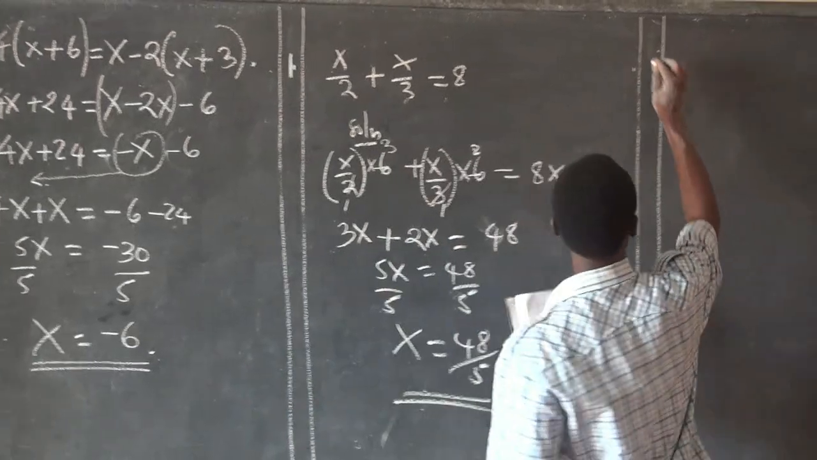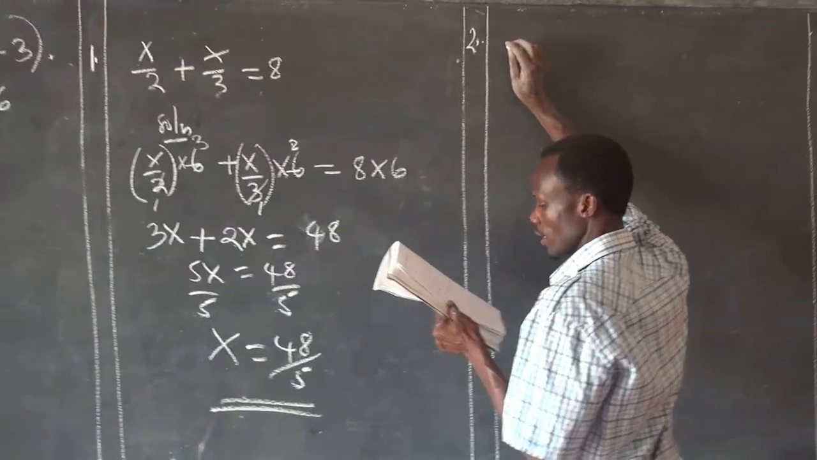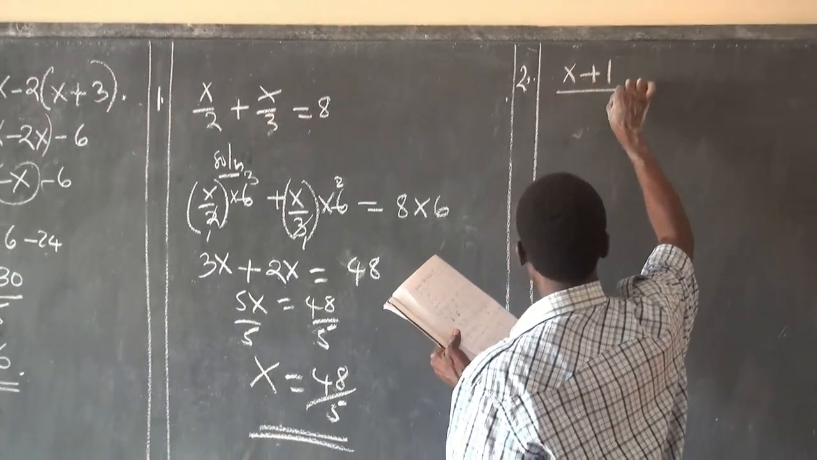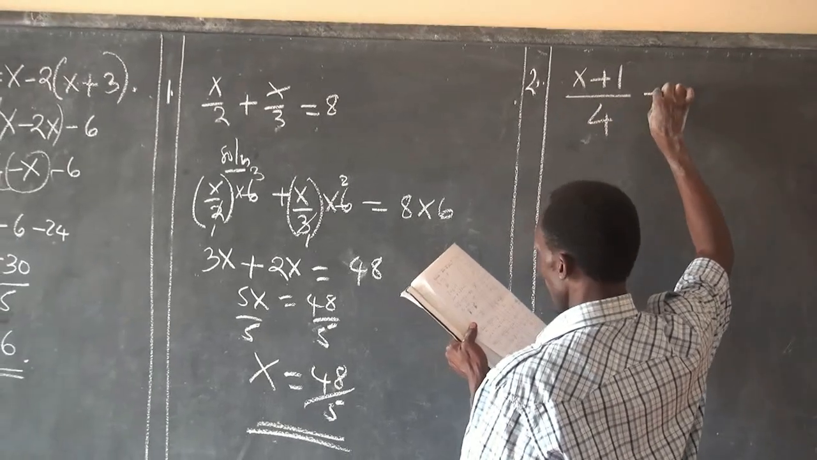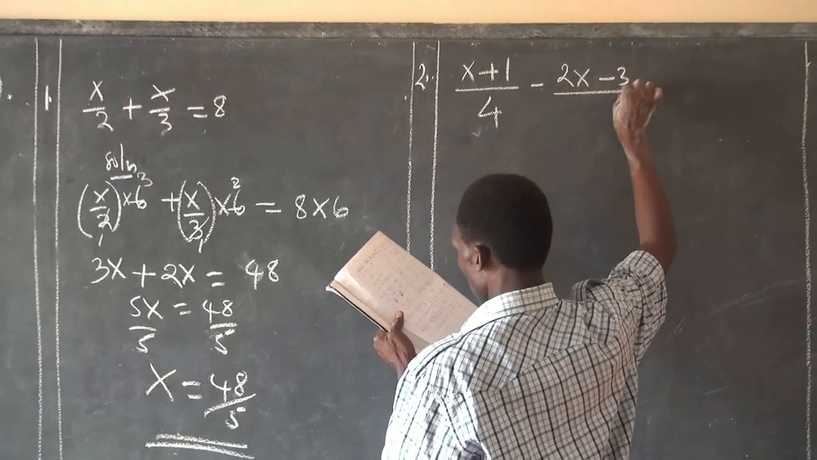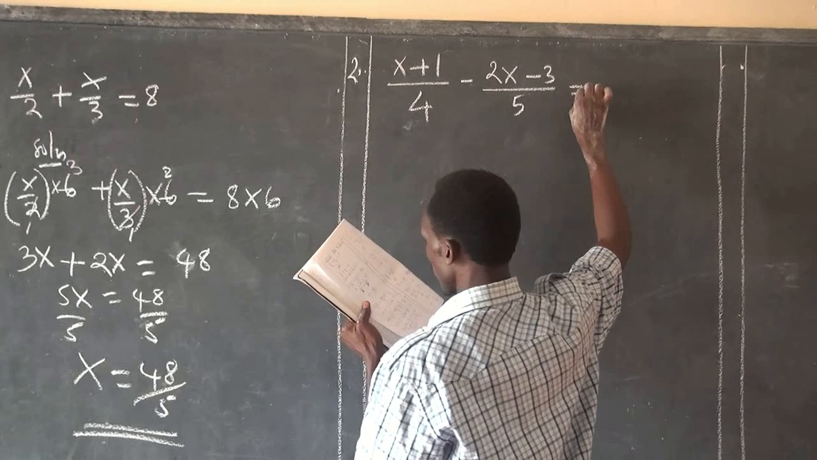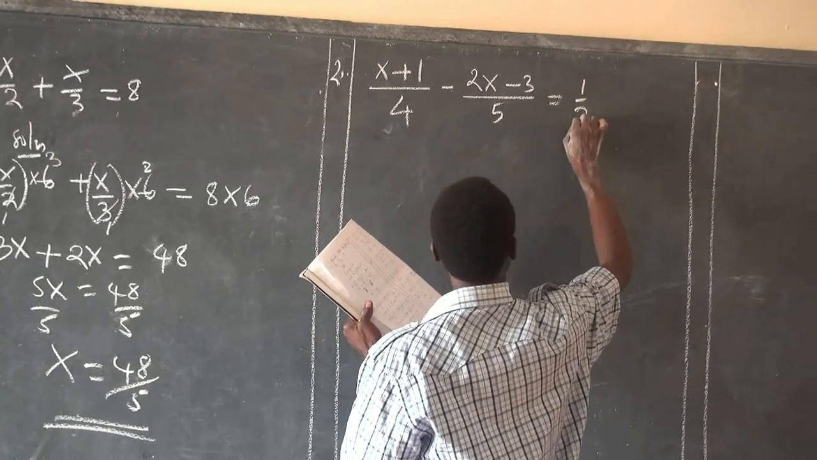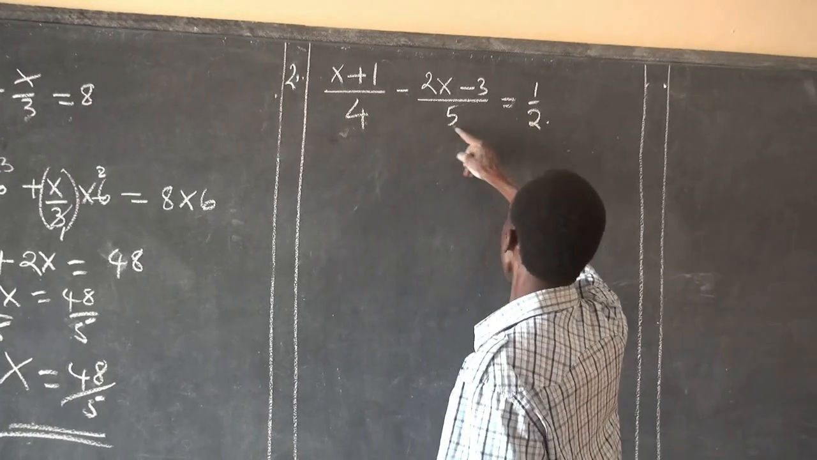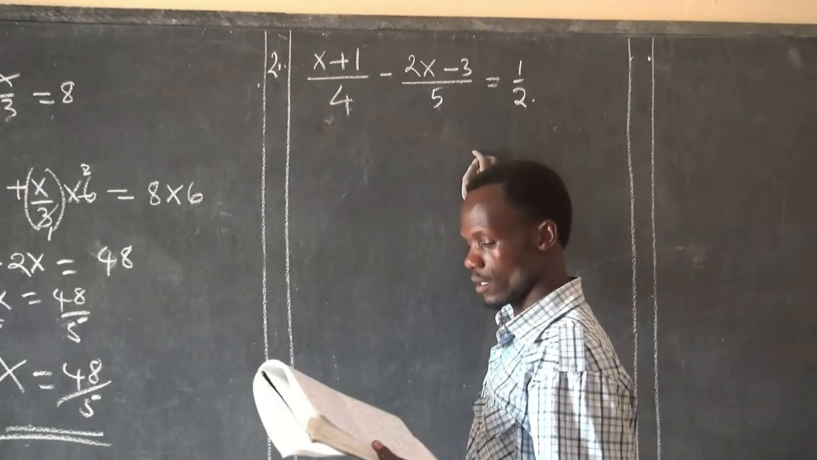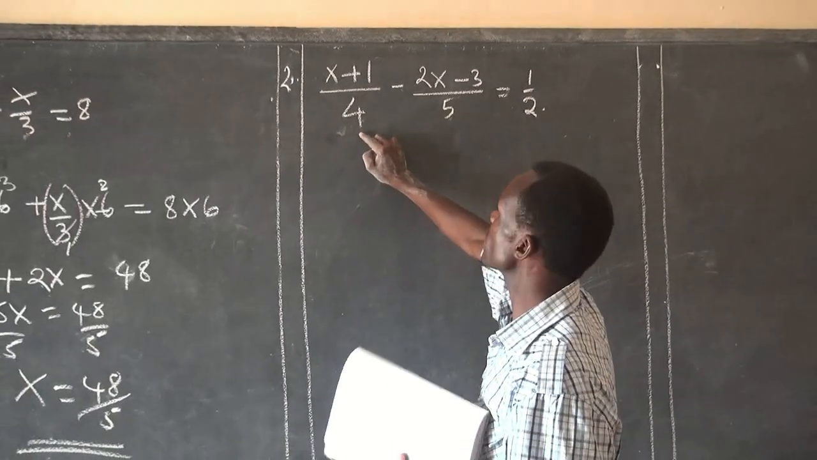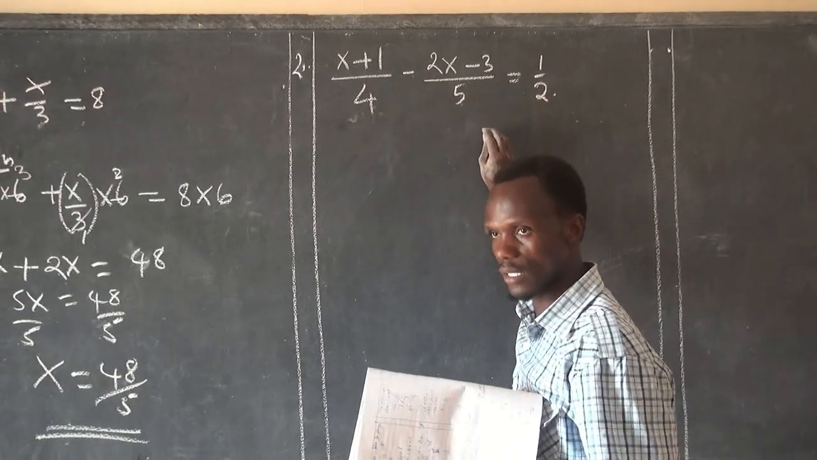We have example number 2. Example number 2 is (x plus 1) over 4 minus (2x minus 3) over 5 is equal to 1 over 2. Now the LCM of 4, 5 and 2 is 20. You get it? That is the LCM of the denominators.